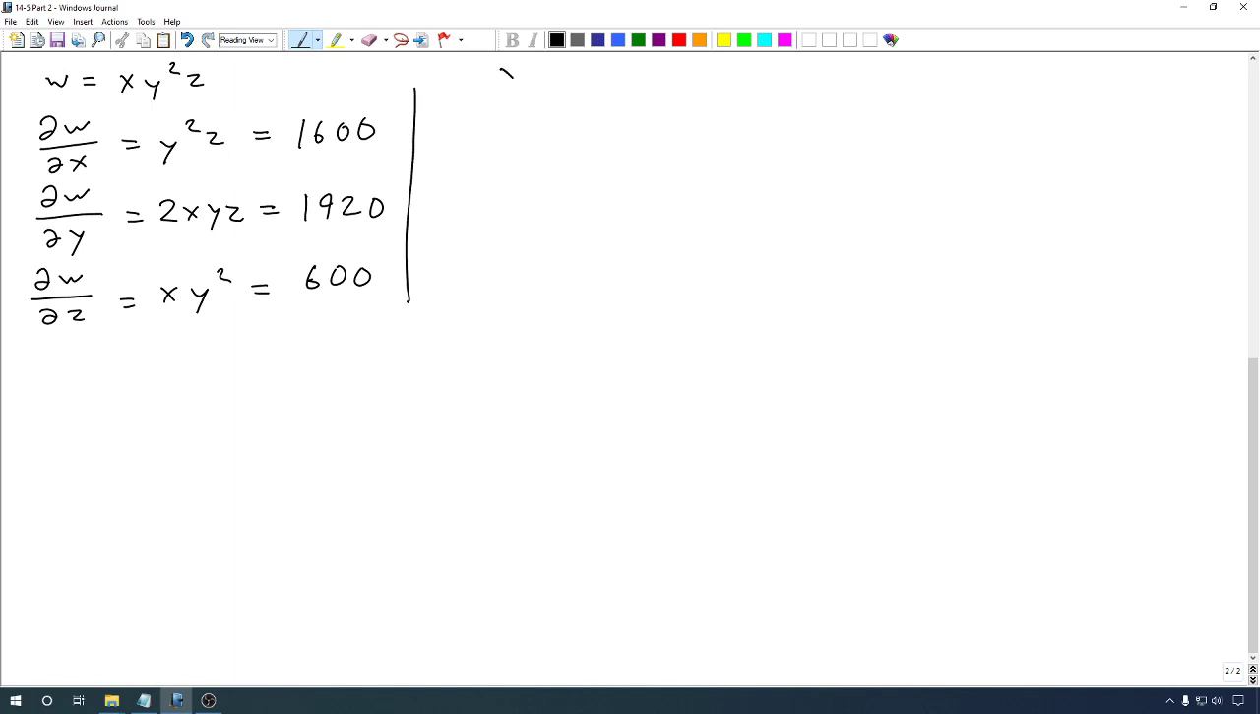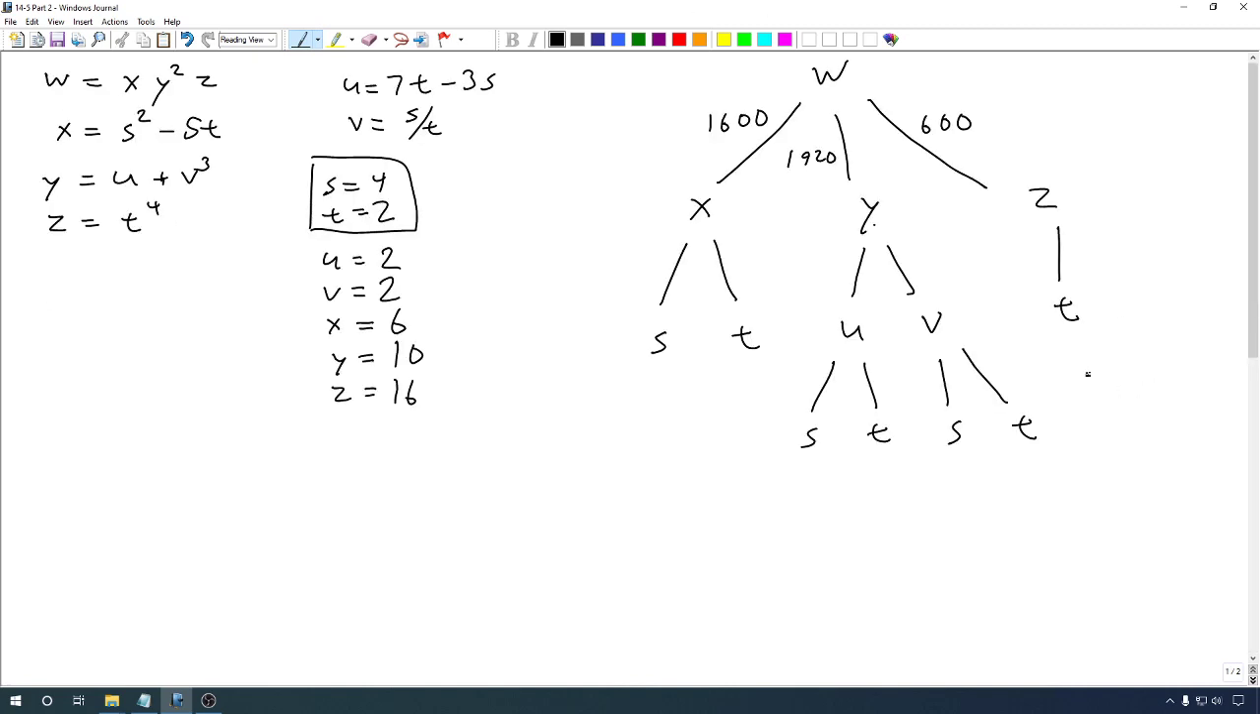Next, we look at x as a function of s and t. So x is equal to s squared minus 5t. So dx ds is equal to 2s. S is equal to 2. Or no, sorry, s is equal to 4. So we get an 8. dx dt is just equal to negative 5. In fact, we don't even have to worry about what the value of t is. So here, this is 8, and this is negative 5.